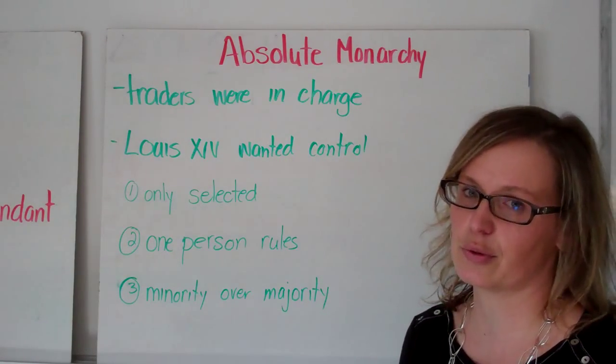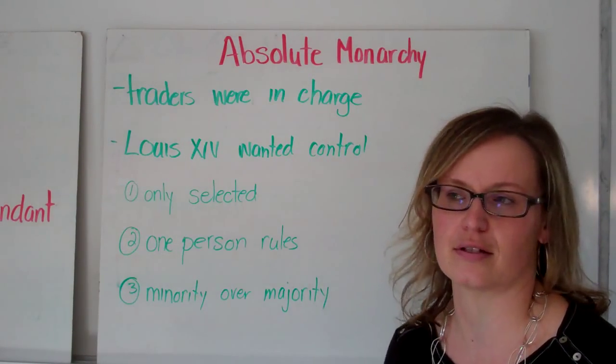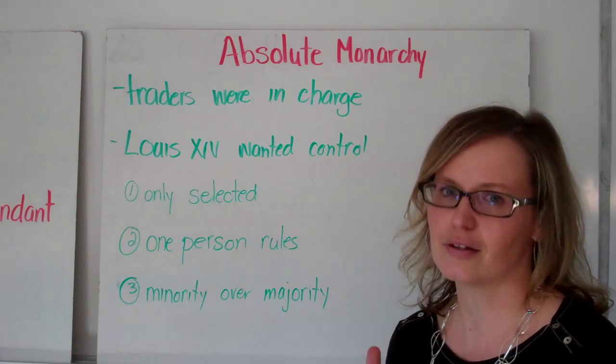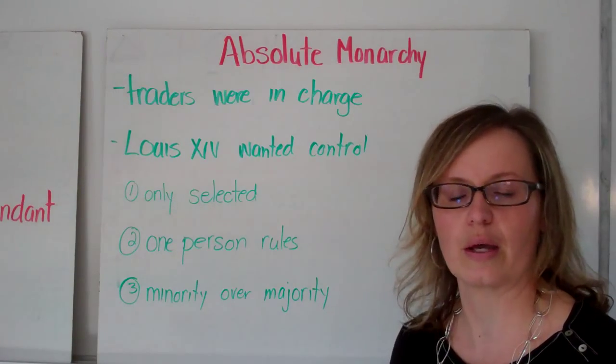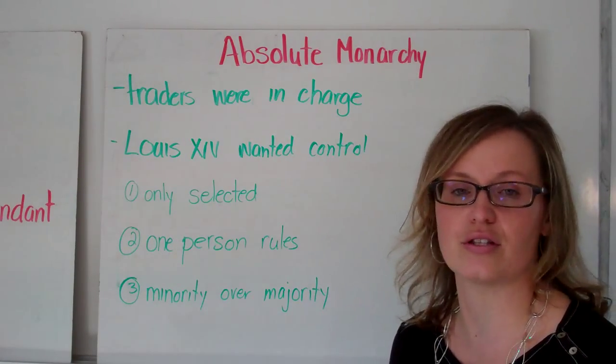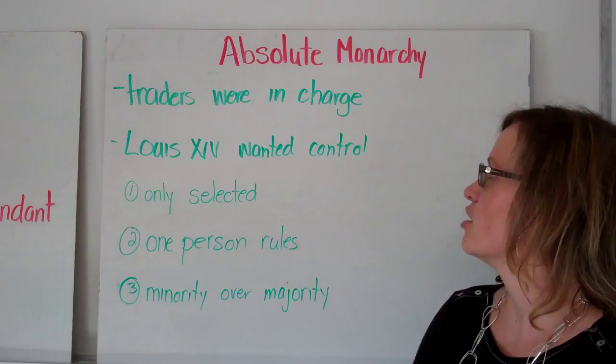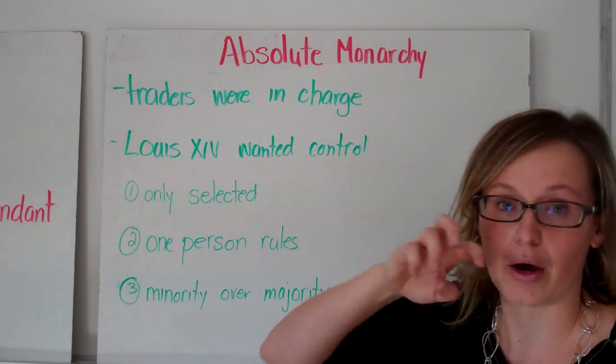But around 1663, Louis XIV, who was the king of France at the time, realized that money could be made in this new colony, and he wanted to have control. He wanted to have a say over how this new colony was going to be run. So he established an absolute monarchy.